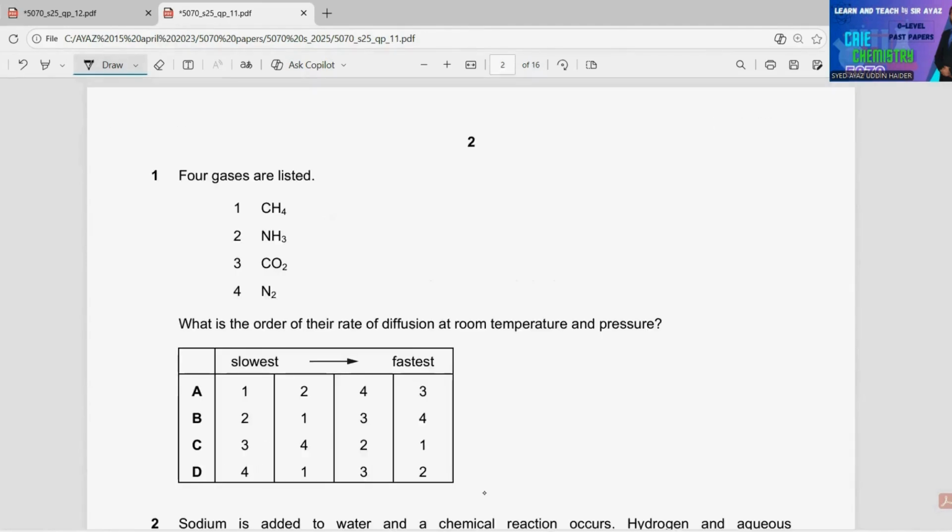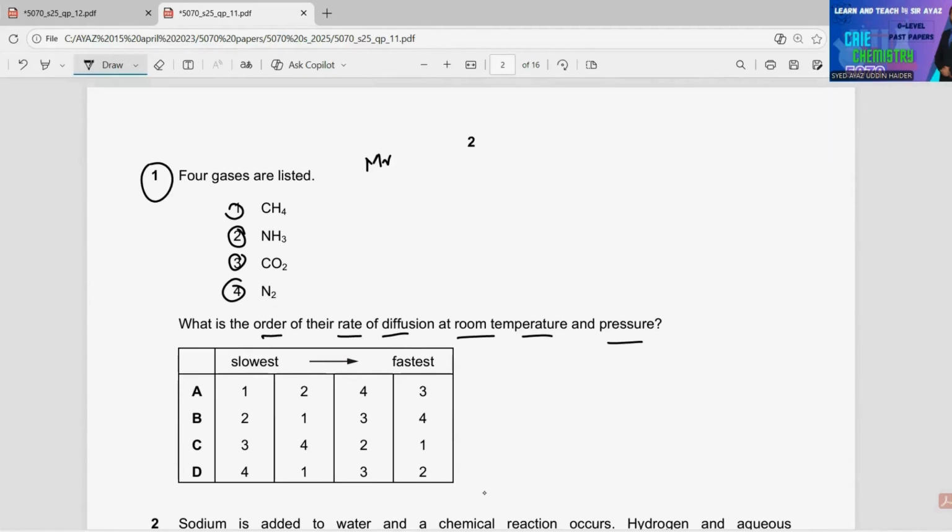So let's start. Here's number 1. 4 gases are listed. We have number 1 CH4, number 2 NH3, number 3 CO2, number 4 N2. What is the order of their rate of diffusion at room temperature and pressure? So in the choices, they have started from slowest, ending on fastest. For this, you need MR of these. In order to calculate the MR, we need to know the nucleon number of these elements.